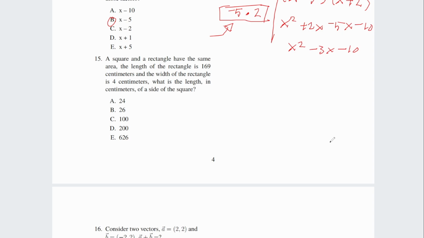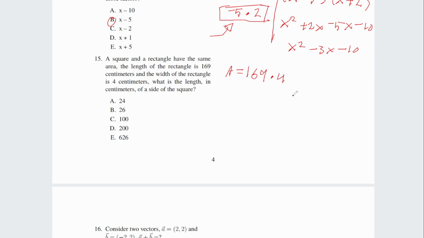Okay, question 15 asks, a square and a rectangle have the same area. The length of the rectangle is 169 centimeters, and the width of the rectangle is 4 centimeters. What is the length in centimeters of a side of the square? So we know that the area of the square and the rectangle is going to equal 169 times 4.